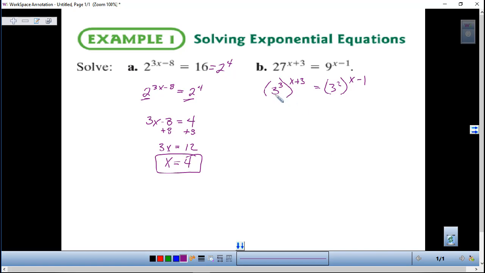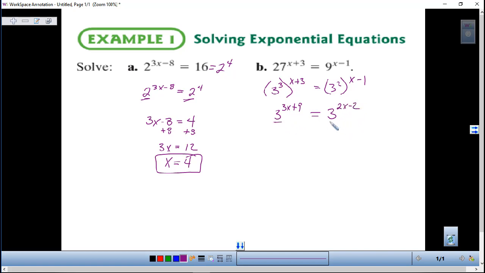So as long as our parentheses here are equal to what we started off with, we're good. Now, don't forget, now that you've got the common base of 3, you need to simplify your exponents. Remember, if you're raising a power to a power, you multiply. So 3 times x plus 3 is going to give you 3 to the 3x plus 9. And over here on this side, same thing. When we raise the power to the power, we multiply. So we get 2 times x minus 1, which is 2x minus 2.